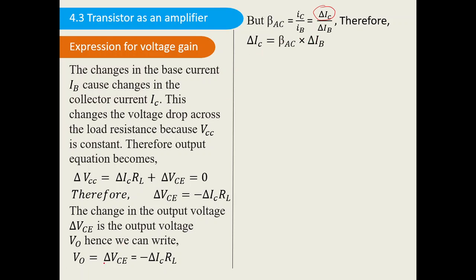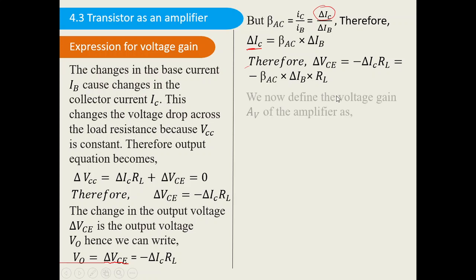So this is the value of delta VCE we already understood. What will delta VCE be equal to? Instead of delta IC, I can write beta AC into delta IB. So delta VCE is equal to minus delta IC into RL, and delta IC is beta AC into delta IB. So delta VCE is minus beta AC into delta IB into RL. This is the value of delta VCE.